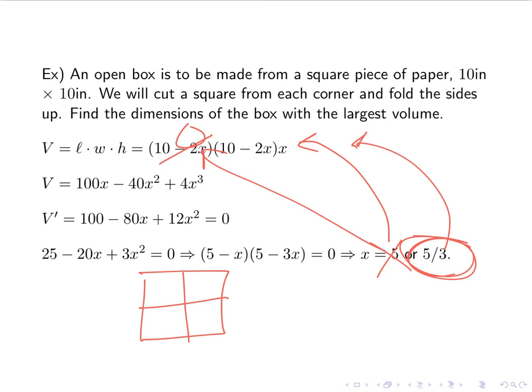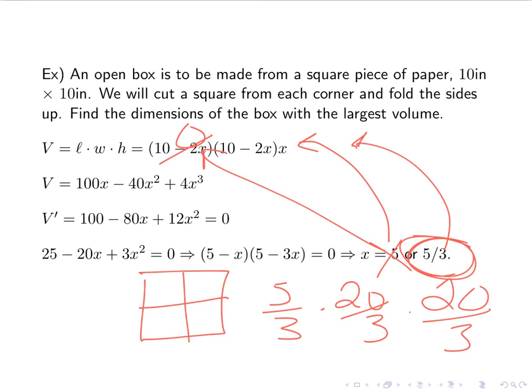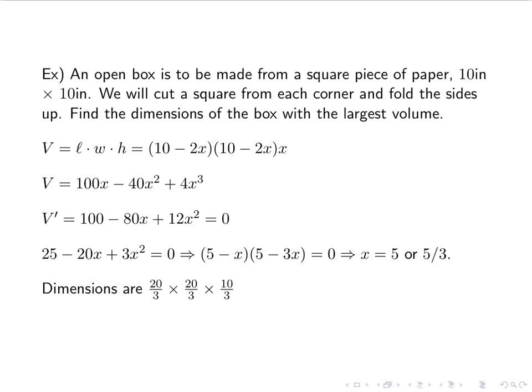Okay. But again, the question is find the dimensions. So I know one dimension is 5/3, and then I have to plug it in to find the other ones. So 10 minus 2 times 5/3 is going to give me 20/3. And remember, the height and width are the same because it's a square. So I'm going to have 5/3 by 20/3 by 20/3. And of course I wrote 10/3 there. X is 5/3.